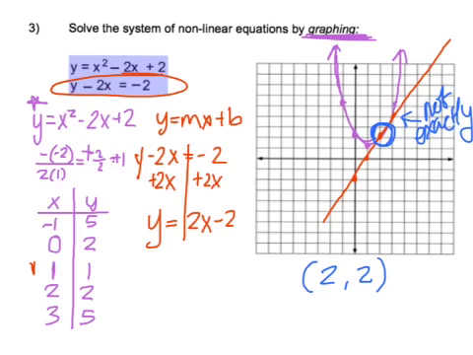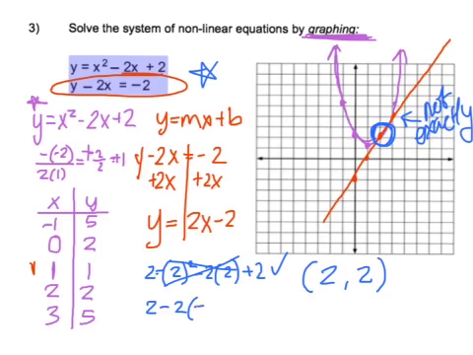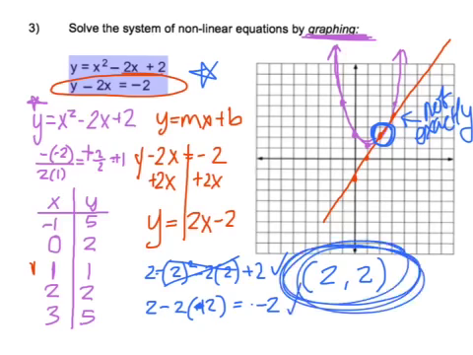You should always check your solutions though, so let's plug them into our equations. 2 equals 2 squared minus 2 times 2 plus 2. Those would cancel. Yes, it works. 2 minus 2 times 2 equals -2. 2 minus 4, -2. Yes, that works. (2, 2) is our solution.